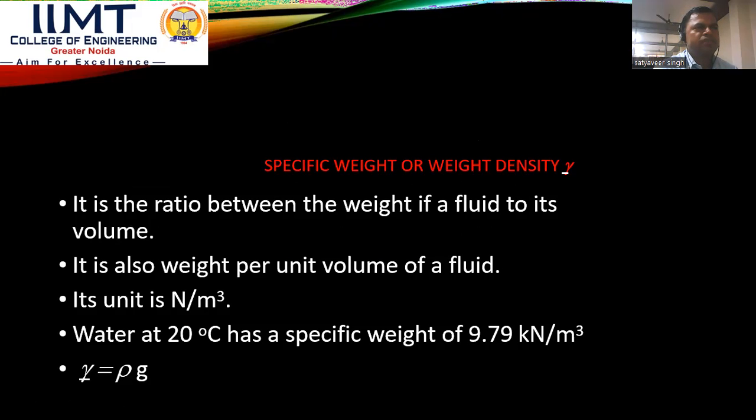Now, what is specific weight? Specific weight is another name for weight density. It is denoted by gamma. Specific weight is defined as the weight per unit volume of the fluid, and its unit is Newton per meter cube in SI. The formula for specific weight is gamma equal to rho into g, where rho is the density of the fluid and g is the acceleration due to gravity.